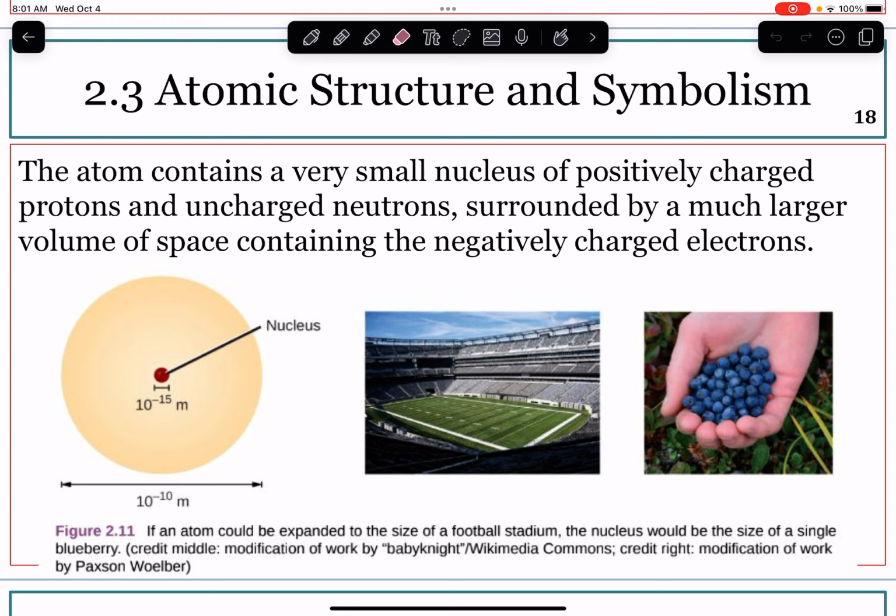For scale, think about a football stadium, where the outer edge is the outer edge of the atom. At this size, the nucleus would be the size of one single blueberry at the very center of the football stadium. At this scale, an electron would barely be visible. So imagine the tiniest speck of dust that you can, and you've got a few specks of dust floating around in that huge football stadium, and those are the electrons.